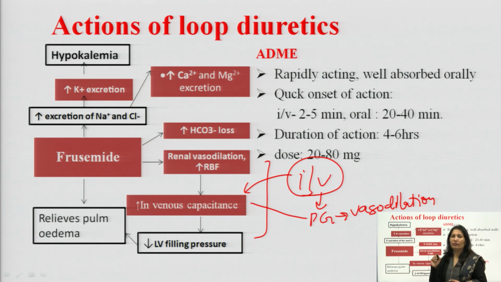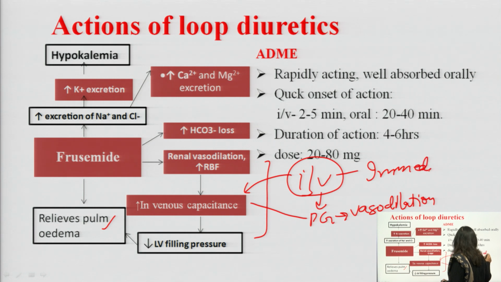The decrease in left ventricular filling pressure will relieve the pulmonary edema. It will relieve the pulmonary edema. So, this occurs with the IV furosemide, this is an immediate action. So, it relieves edema, pulmonary edema with the IV furosemide.